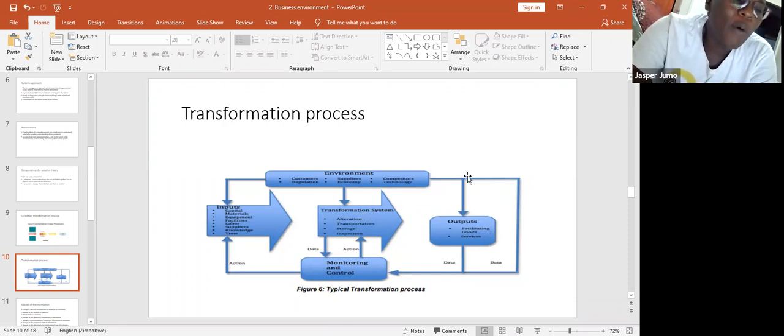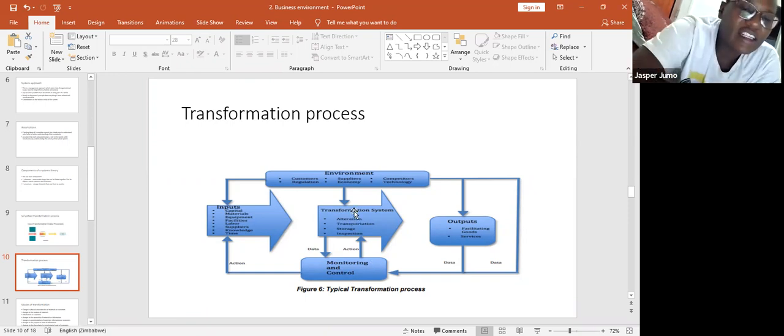So this is now a more complicated transformation process, but basically do not be intimidated. It is simply input, transformation, and output. This is now just showing you all the different elements that you might find yourself having in the transformation process and how it can go backwards and forth. If you look there at the transformation system, you have the data going to monitoring and control and then coming back as action, you see that. And then it goes out as outputs.